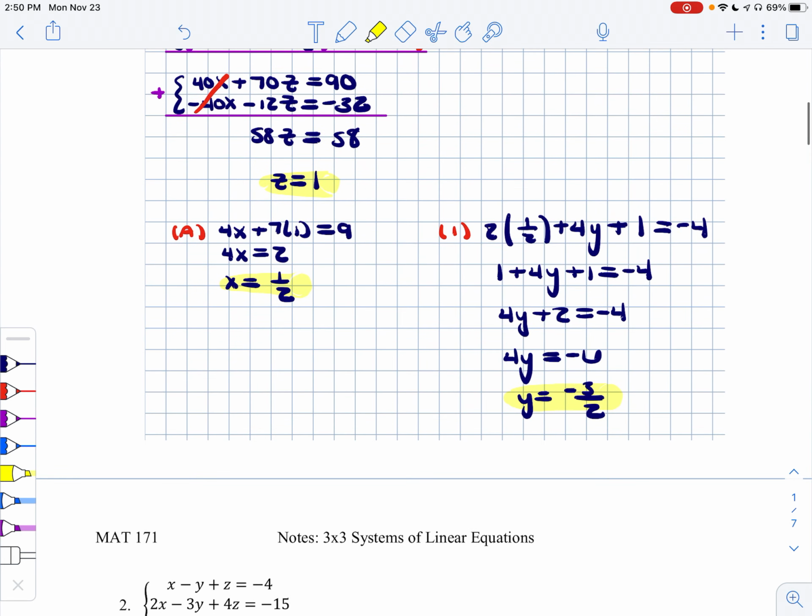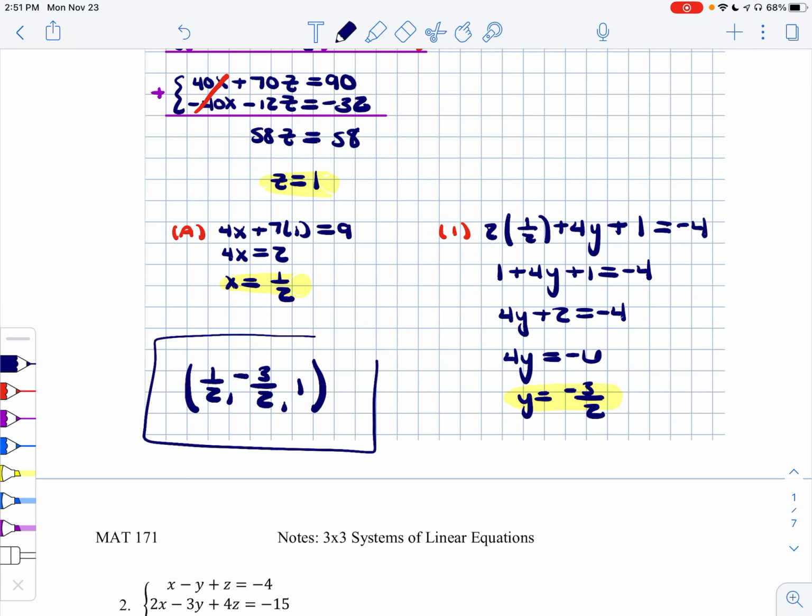Then just putting it all together, our final answer, written as an ordered triplet because there are 3 variables, is x equals 1/2, y equals -3/2, and z equals 1. Okay, so that is our solution to this problem. That's our answer.